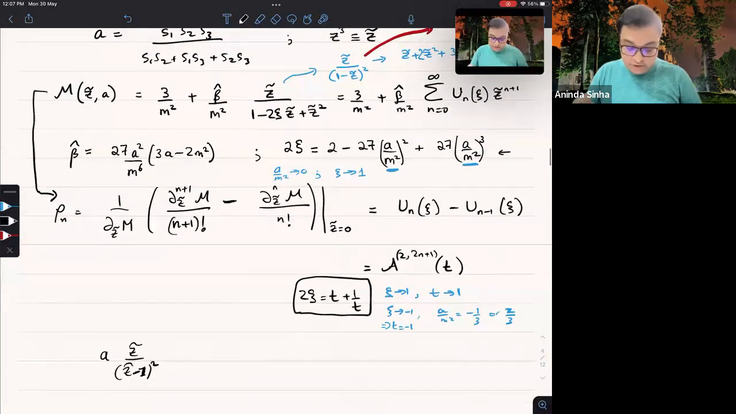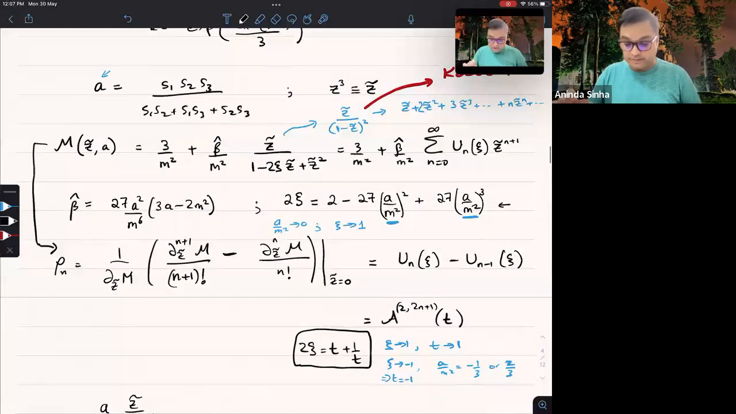So this extremal function is actually very important because of these reasons.